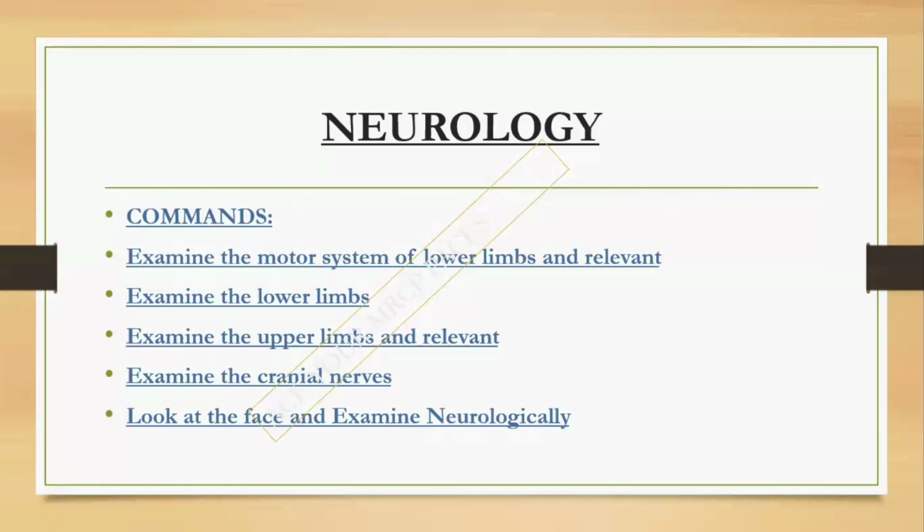Either it will be a command that examine the lower limb of this patient, or in case of FCPS, it is a very common command, examine the motor system of lower limb and relevant. And the candidates are often very much confused that apart from motor system, do we need to move towards the gait of this patient and do the motor system of upper limb, or we should do the sensory examination. I would suggest that motor system of lower limb means only motor system of lower limb. And before moving towards the motor system of upper limb, you must check the gait of this patient and then move towards the upper limb motor system.